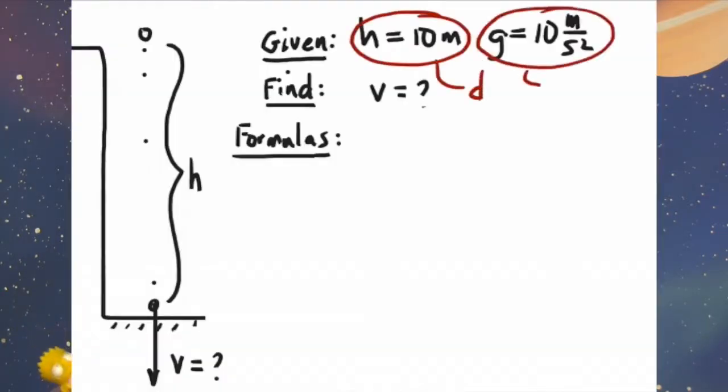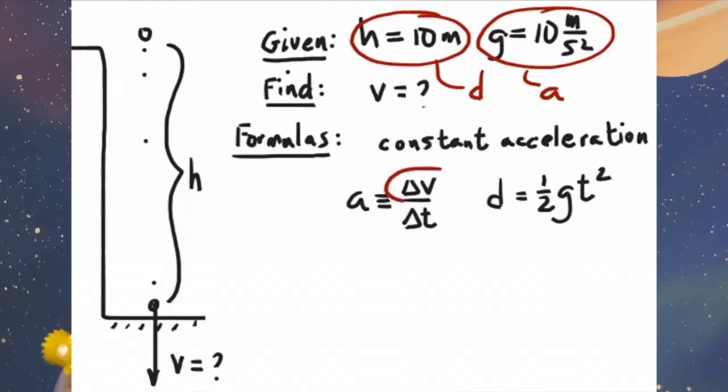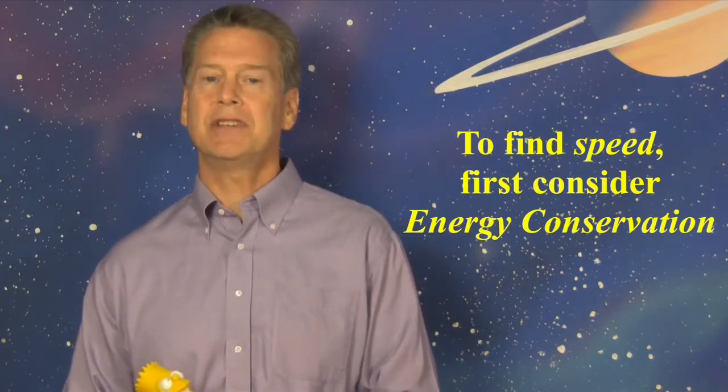But why not use good old kinematics? Since we know the distance of travel and the acceleration, the equations of kinematics should allow us to find speed. And they do. However, here's a little problem-solving tip that often proves useful. When you want to find speed, first consider energy conservation.